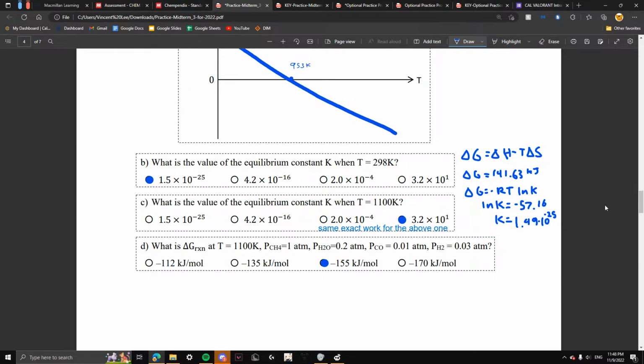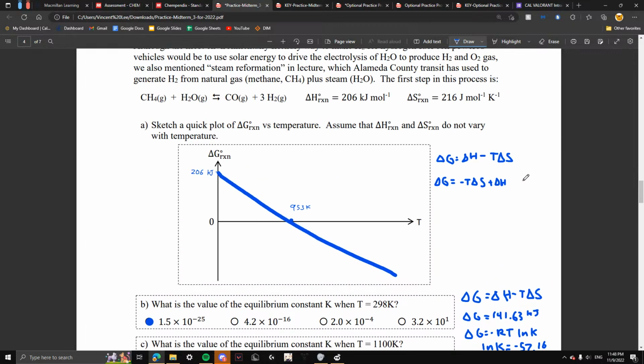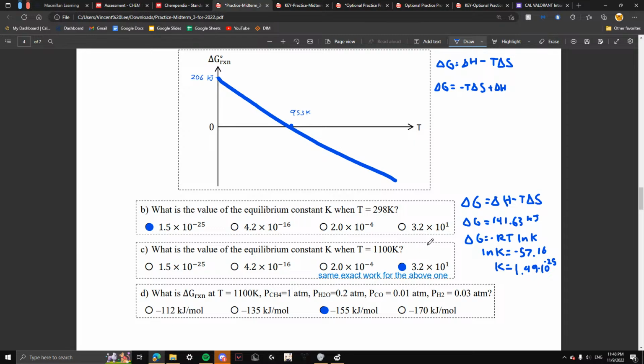But if I do the math, I hope you can follow along because I'm going to say it out loud. So delta H is 206 minus temperature 1100 times delta S 216 divided by 1000 to make the answer in kilojoules. Our delta G is negative 31.6. I'm going to write it here.